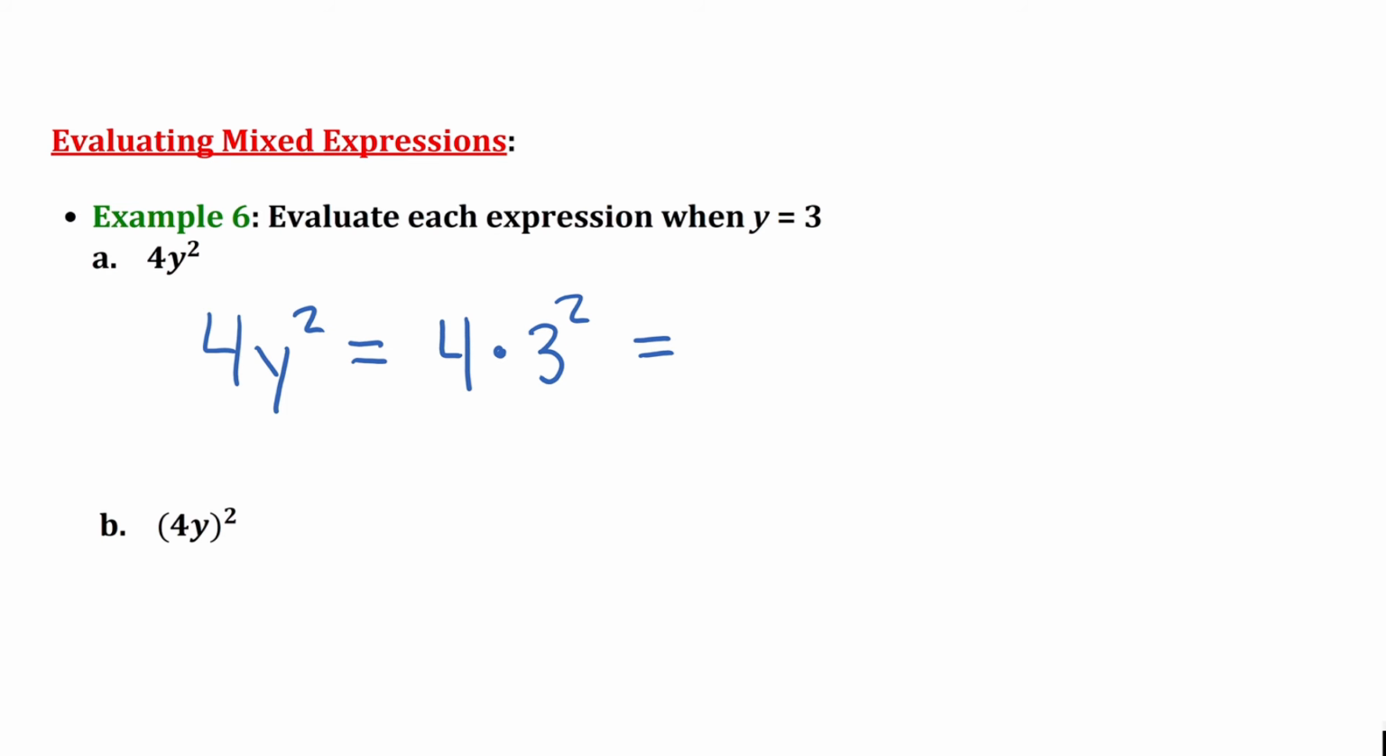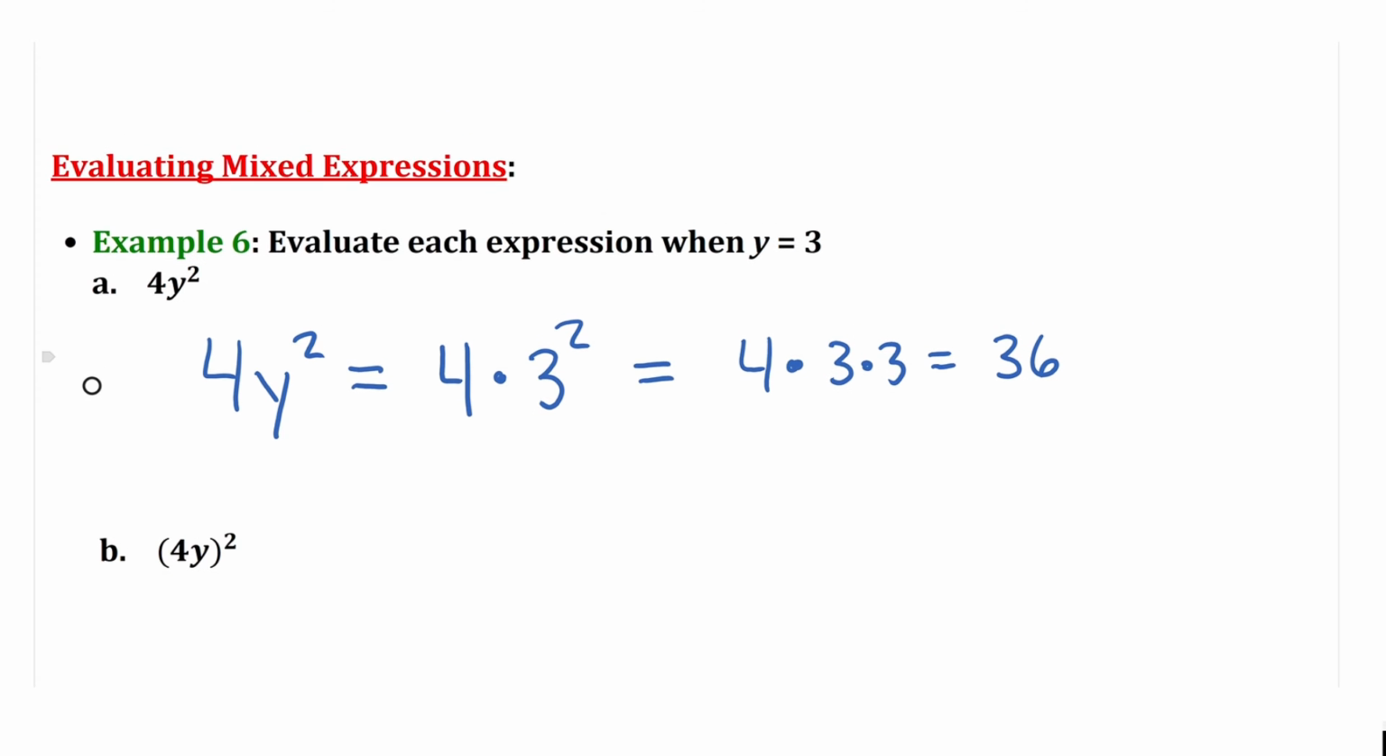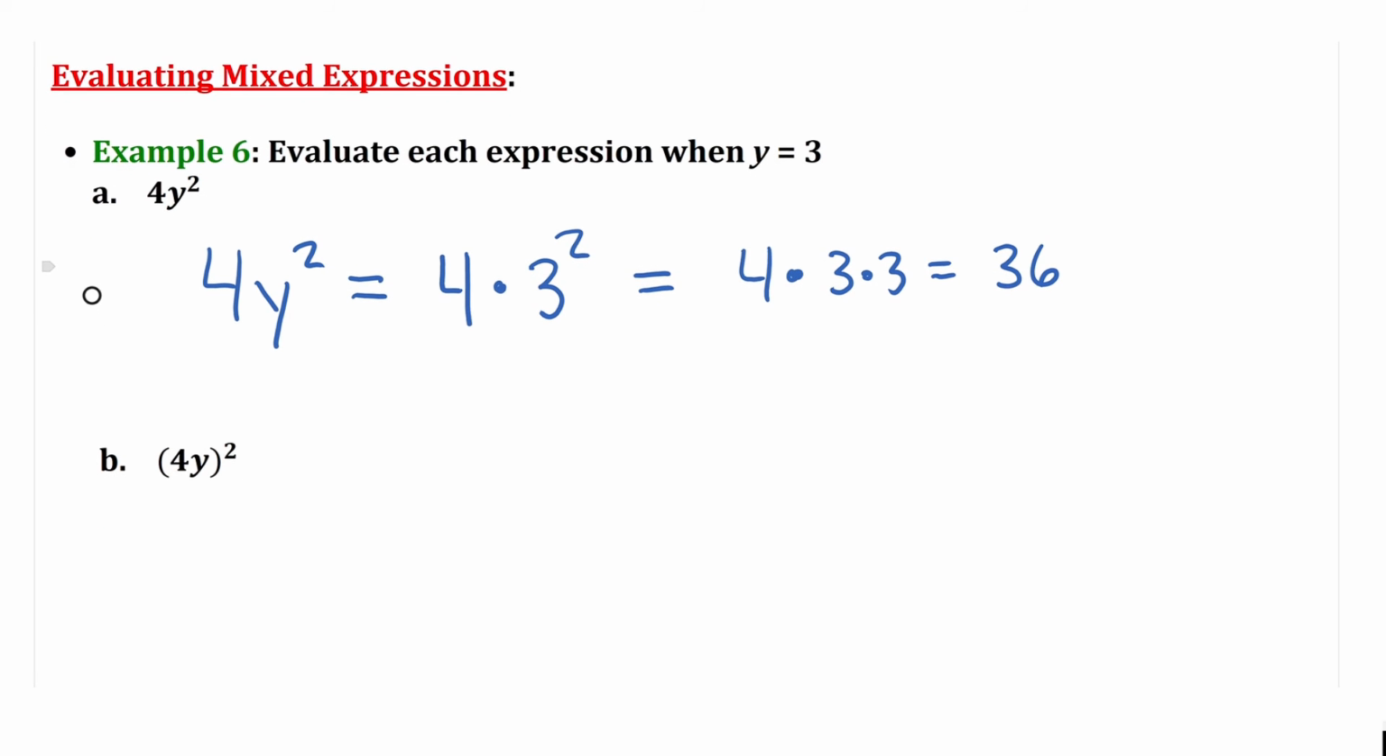Okay, well, we'll do our exponents next. So we'll have 4 times, since our 3 squared is 3 times 3, that would be like saying 4 times 3, which is going to give us 36. And that's our answer. So what will we get with 4y quantity squared?